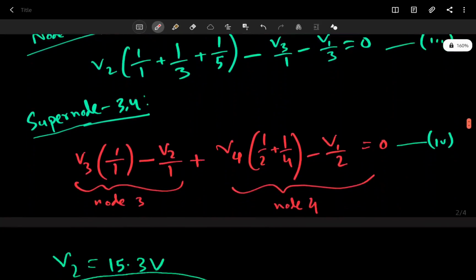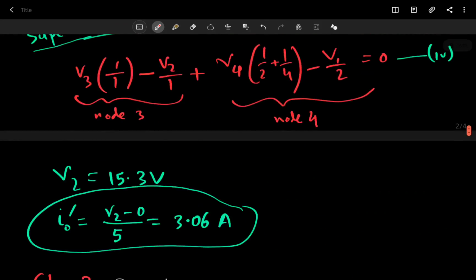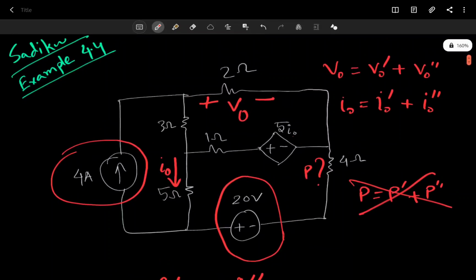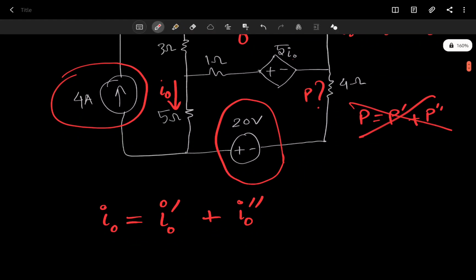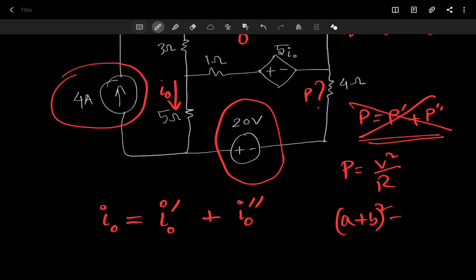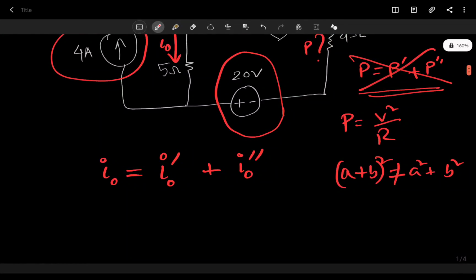Every equation here is linear, and we are adding up, and if you add up two linear equations, you still get a linear equation. So the problem with power is kind of like this, right? V squared by R. And so the problem arises that A plus B whole squared is not equal to A squared plus B squared, right? So if you just add up the power from two parts, you will get just A squared and B squared. You will not get the 2AB, right? So this is not actually equal to the whole thing.